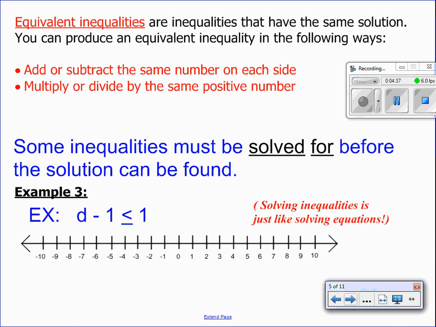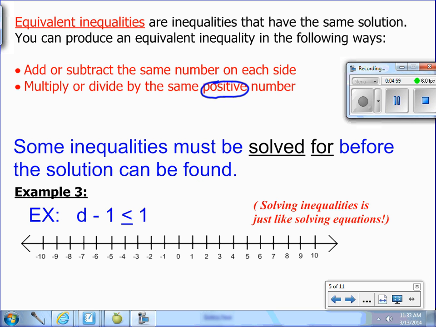Now, listen carefully. Equivalent inequalities are inequalities that have the same solution. You can produce an equivalent inequality in the following ways. Add or subtract the same number on each side. Multiply or divide by the same positive number. These two steps that I just read are similar to solving two-step equations.